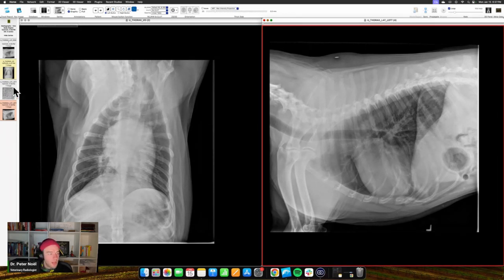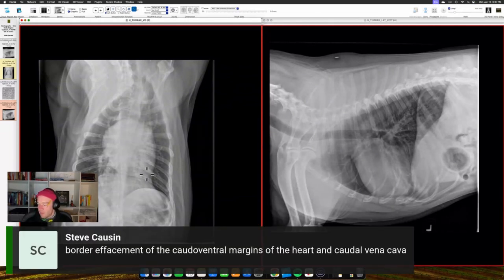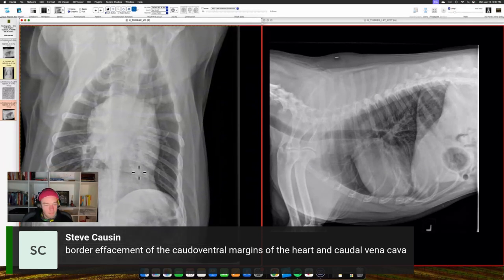So, okay. Doc Steve has picked up on this. I think he's saying that there's a border effacement, love that term, so good, of the caudal ventral margins of the heart or the cardiac silhouette and the caudal vena cava. I don't know if he's talking about this, but it's great that he's maybe brought this up. The accessory lung lobe will sit in here, okay? I know this is not the accessory lung lobe because the accessory lung lobe would kind of sit in here. But this area kind of caught his attention.